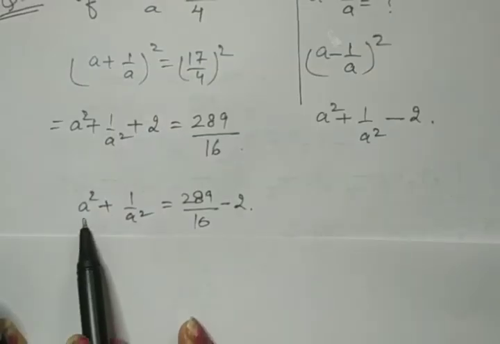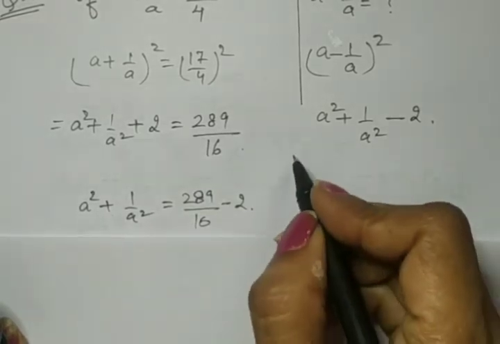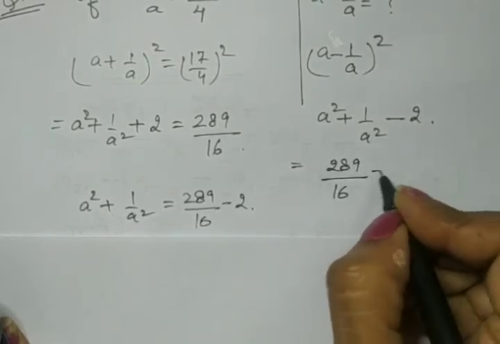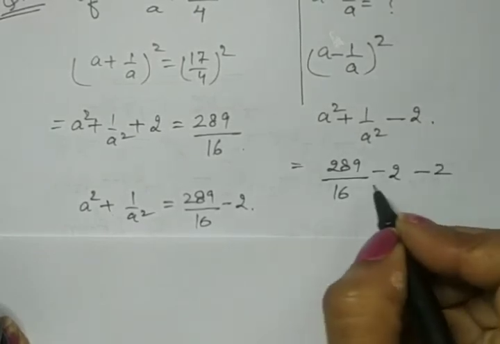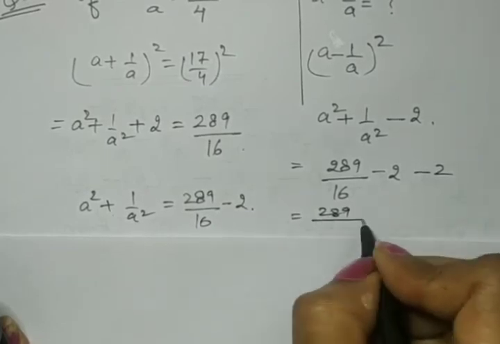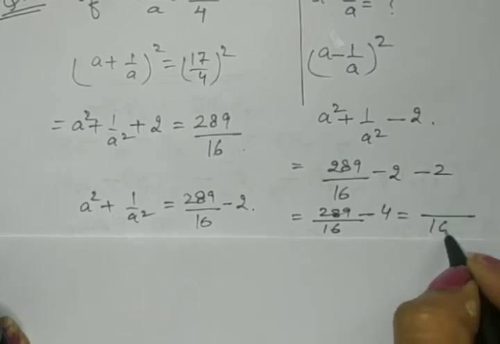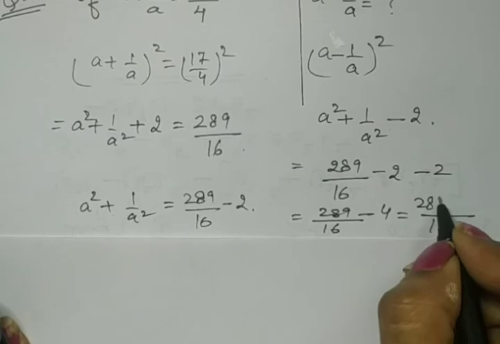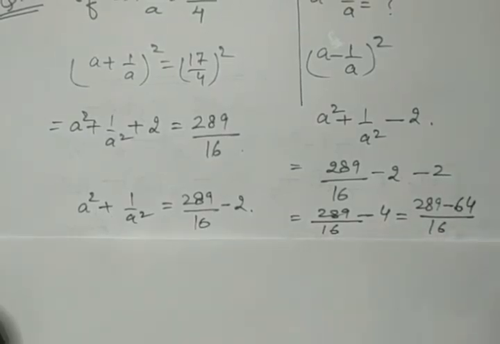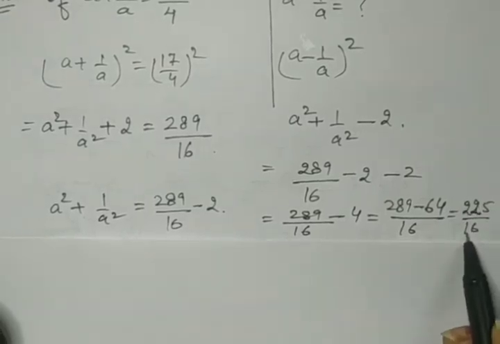Now put the value of a square plus 1 by a square over here. What will we get? We get 289 by 16 minus 2 minus 2. So we get minus 4. That is 289 by 16 minus 4. After taking LCM, we get 289 minus 64, and that is equal to 225 divided by 16.